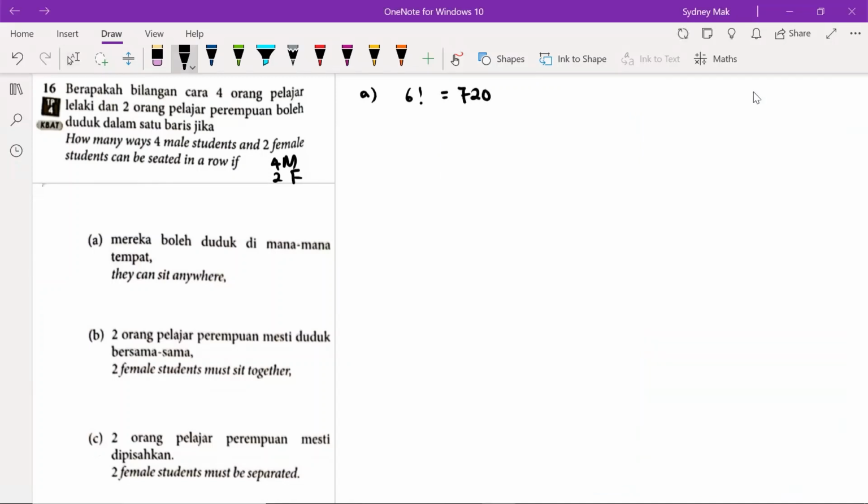Next, part B. 2 female students must sit together. In this case, I will use the fill in the slot method. In all, we have 6 of them, 1, 2, 3, 4, 5, 6, whereby the 2 females I group in one group. So we will have 1, 2, 3, 4, 5. We have 5 items to permute. Therefore, externally, 5 factorial, and internally, the 2 females will permute among themselves, so 2 factorial.